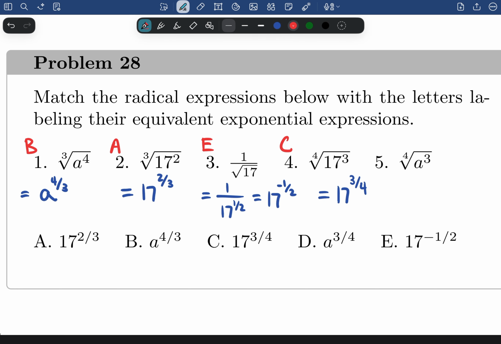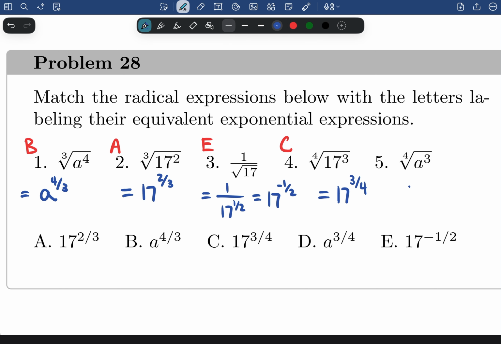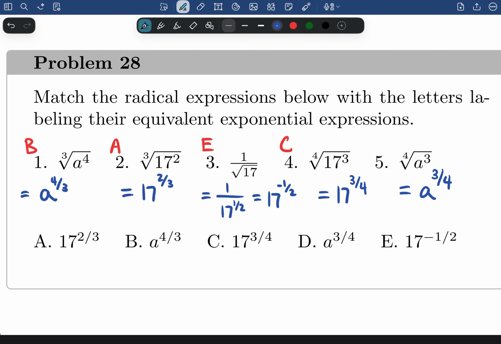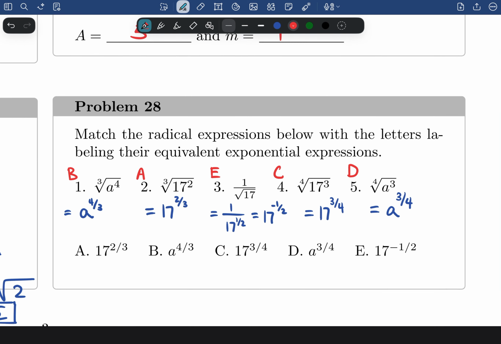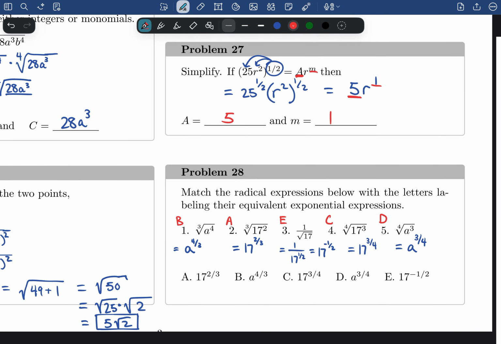Of course, we've already used B, A, E, and C, so my last option will be D, but let's prove it. When I see the 4th root of A cubed, I rewrite it as A to the 3/4 power because this index of 4 is the denominator of my fraction. And that's exactly what it looks like in option D. So we have matched all of these radicals with their associated solutions.